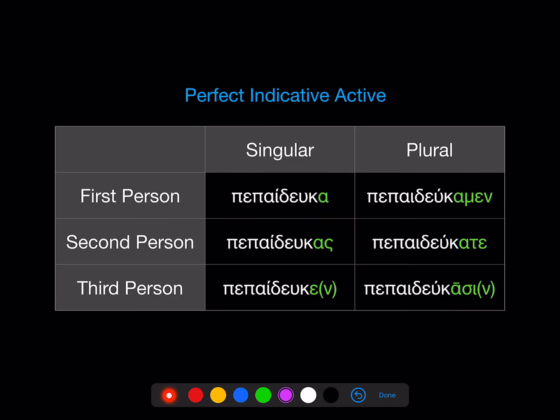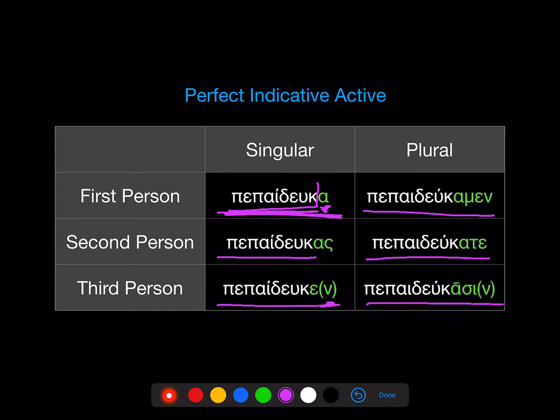So let's look at the perfect indicative active. So here is the first person singular perfect indicative active of paideuo. So that is the fourth principal part. That's the stem. There's the ending. Pepaideuka. We're going to translate that I have taught. Pepaideukas, you have taught. Pepaideuken, with a new movable nu. He, she, it has taught. Pepaideukamen, we have taught. Pepaideukate, y'all have taught.